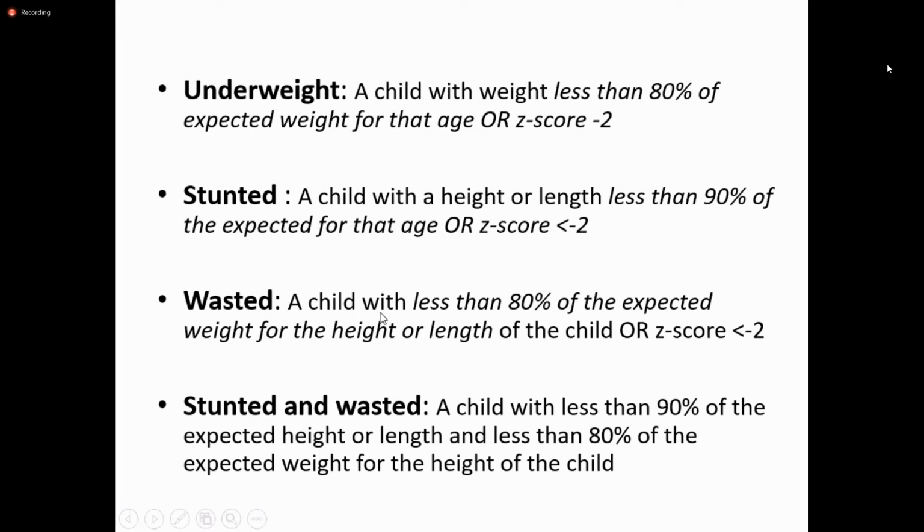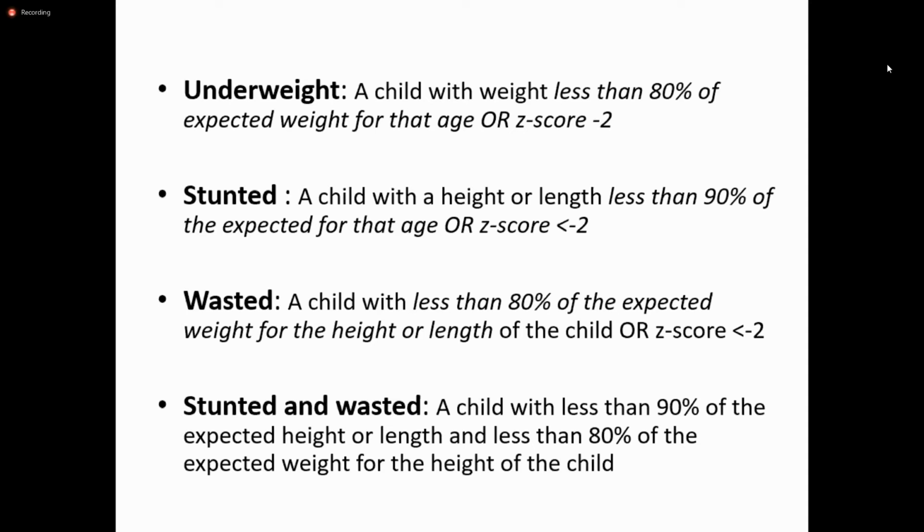Wasted means weight for height. The parameter is different: weight for height or length, which is again less than 80% of expected, or Z score less than -2. And if the child's height or length is less than 90% and weight for height is less than 80%, this child has both stunting as well as wasting. Is it clear?